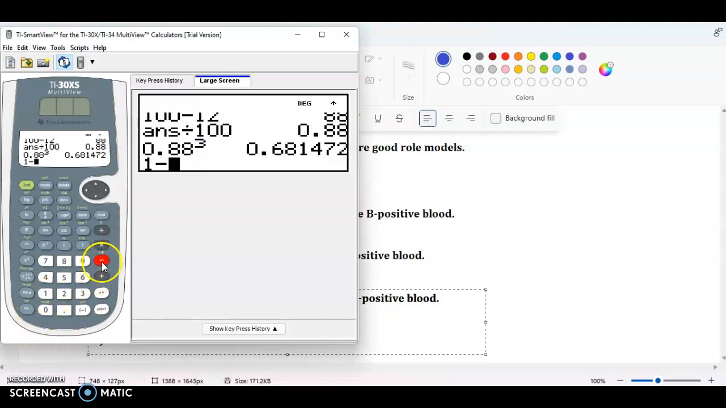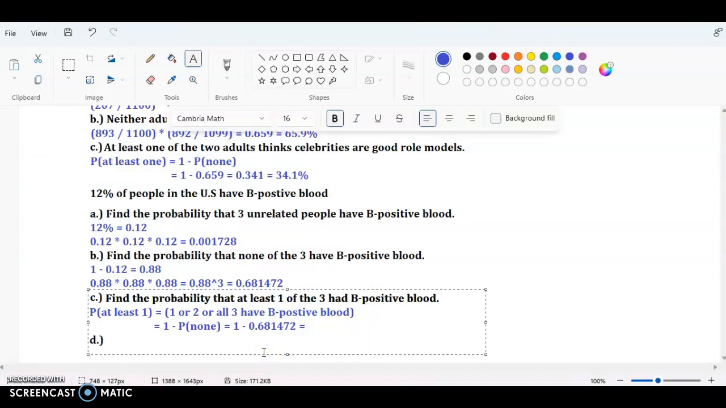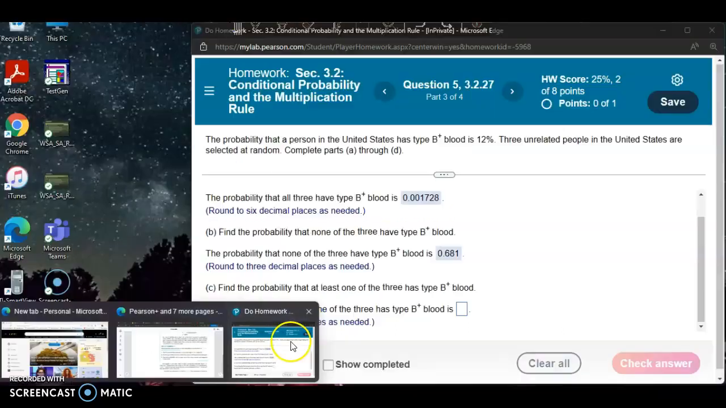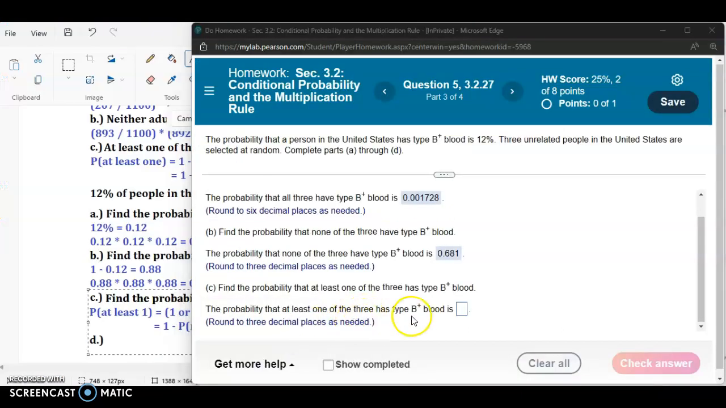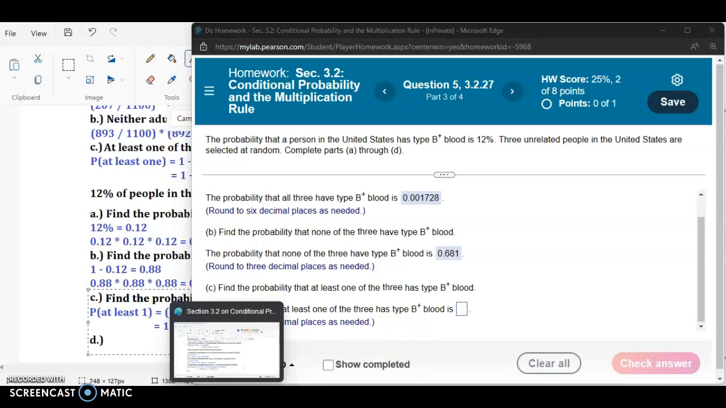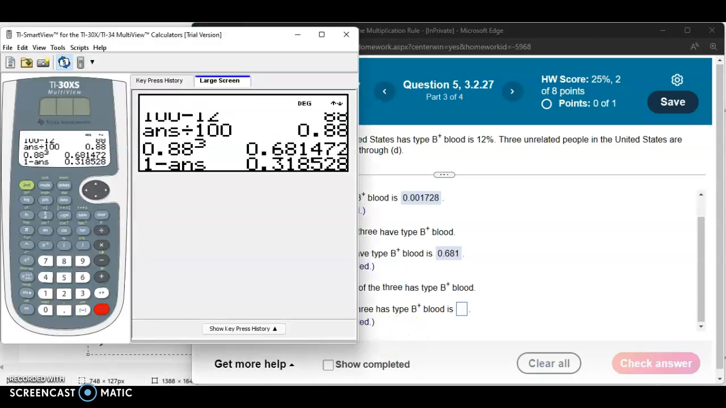So 1 minus. So the probability of none was our previous answer. If you know how to access the previous answer in a calculator, go ahead and do that, or type in the previous answer directly. So 1 minus that, 0.3185. Okay, and I believe it wants that to 3 decimal places. So 0.3185 or 319.